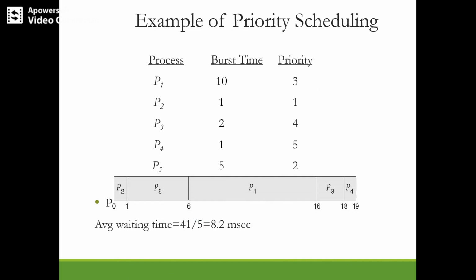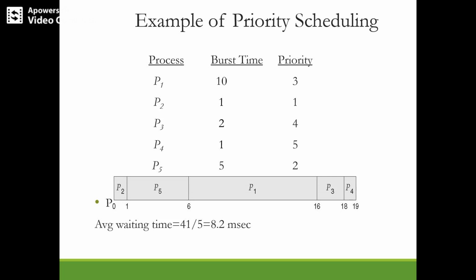So here there is a question wherein there are 5 processes and a burst time is set to corresponding values, and there is also a priority set. Okay, so we have got 5 processes, and process P1 is having the burst time as 10 milliseconds and priority is set to 3. Process P2 is the next process which is having the burst time 1 and priority is also set to 1.